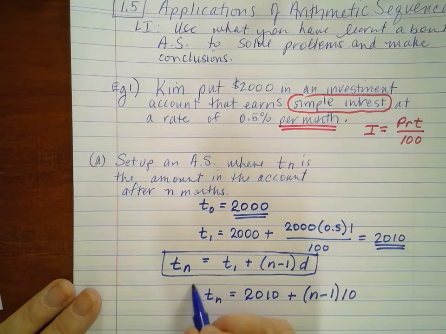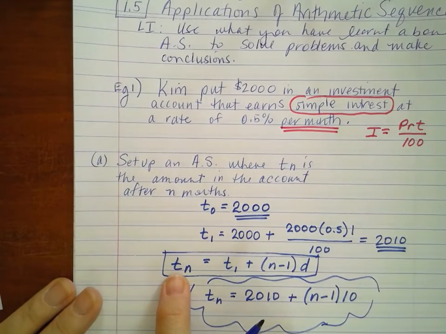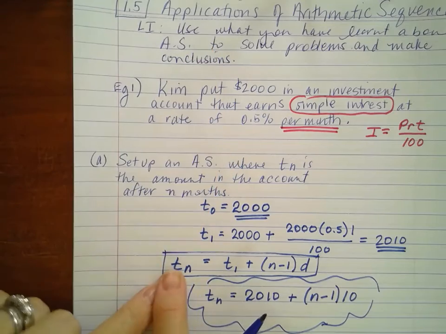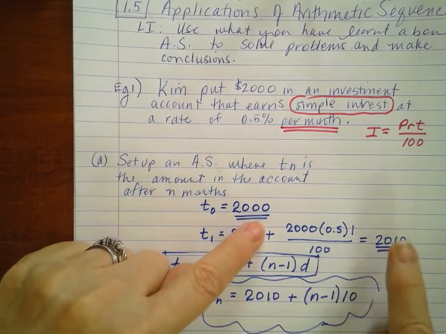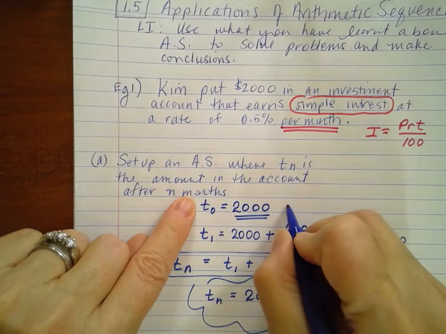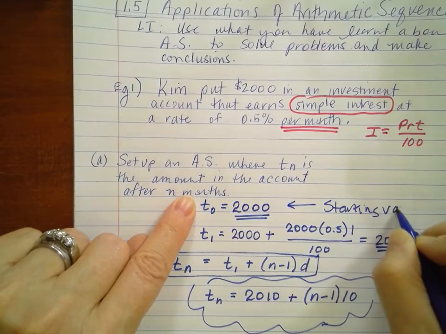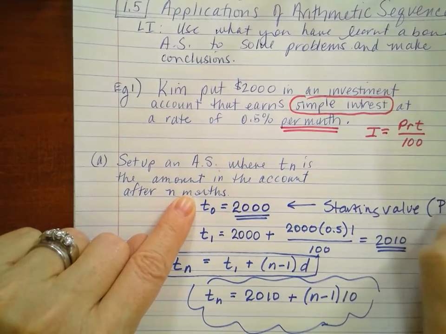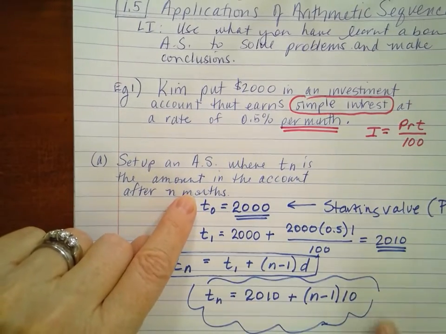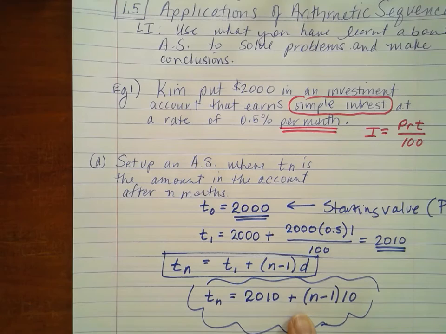So I've done what they've asked me to in part A. I've used what I learned before. I figured out a difference by figuring out T sub 1, and this was the starting value, or what the problem calls P. That looks great. I guess we could simplify that a little bit if you want to, but let's leave that.